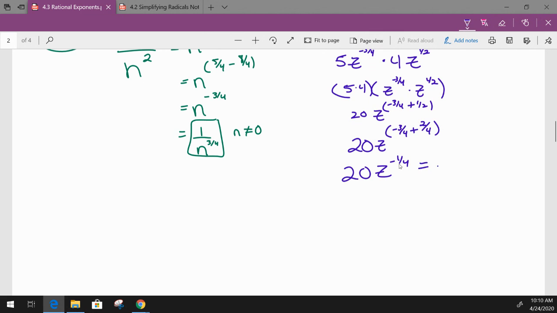So the z, again, has to be simplified a little further because it has a negative exponent. So we're going to move it to the denominator. When you have a negative exponent, move it to the denominator, and it becomes positive. But the 20 did not have a negative exponent. That negative exponent only belongs to the z. So the only thing that gets moved down is the z. The 20 stays in the numerator. So now it is in simplified form.